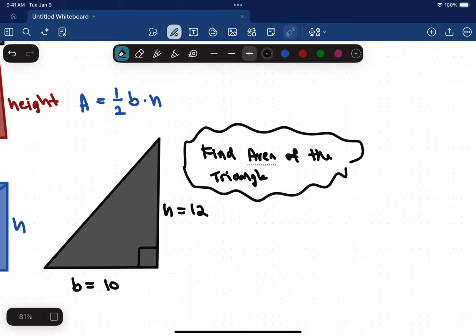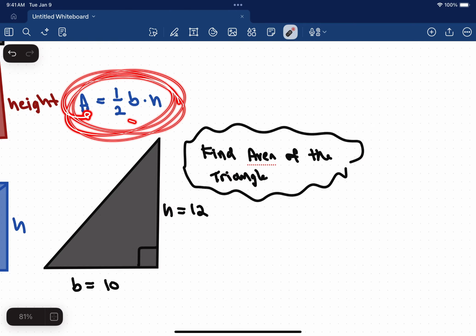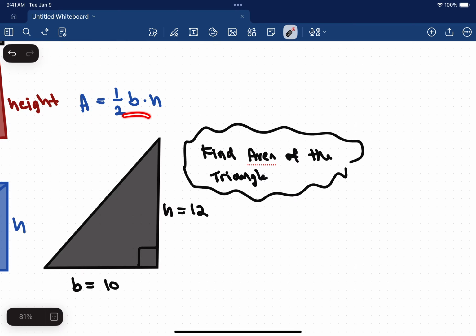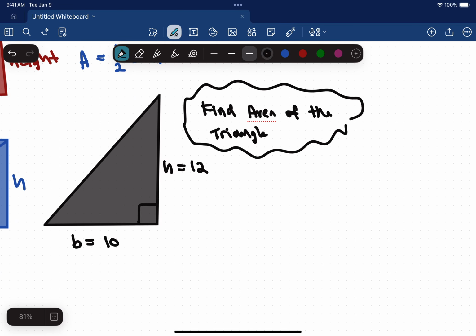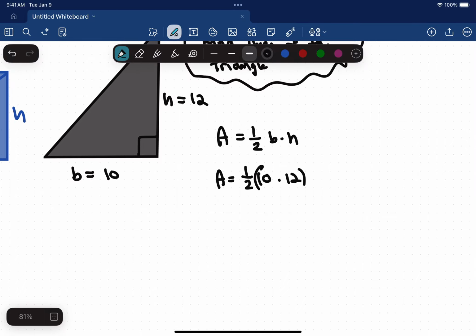So you're basically just getting this formula and replacing the base and the height with these numbers. So let's do that. It'll be area equals 1/2 base times height. So that would be area equals 1/2 times 10 times 12. Now, what we're going to do first is multiply these. So let's do 10 times 12.